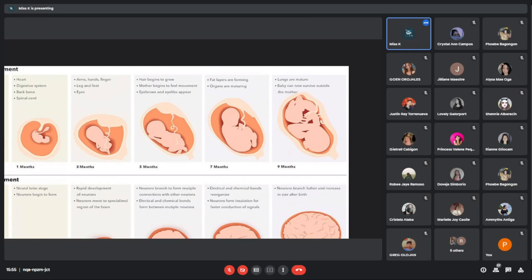However, at 8 months, it is still in the process of maturing. If the baby comes out of your womb while the lungs and liver are still maturing, it is harder. In some cases, it is better to deliver at 7 months.